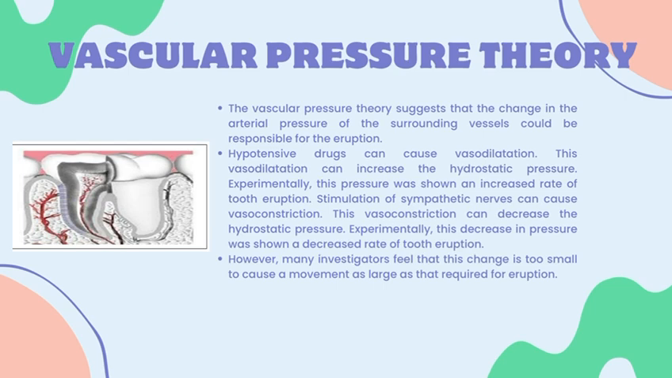Stimulation of sympathetic nerves can cause vasoconstriction. This vasoconstriction can decrease the hydrostatic pressure. Experimentally, this decrease in pressure was shown to decrease the rate of tooth eruption. However, many investigators feel that this change is too small to cause a movement as large as that required for eruption.